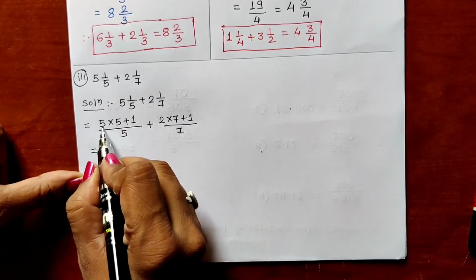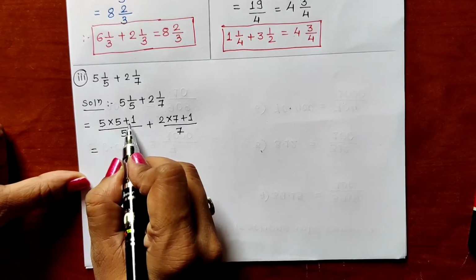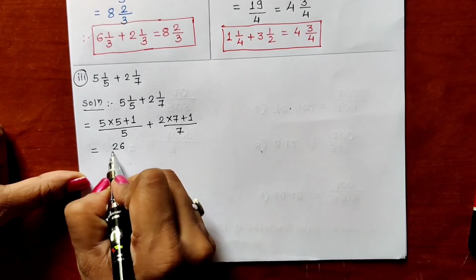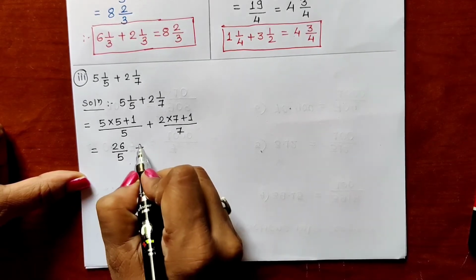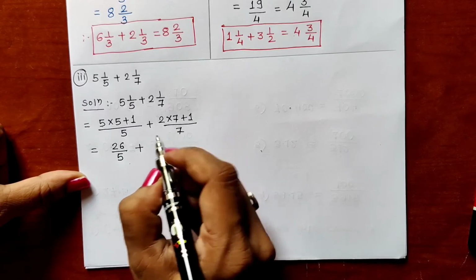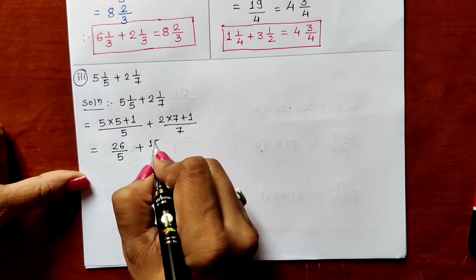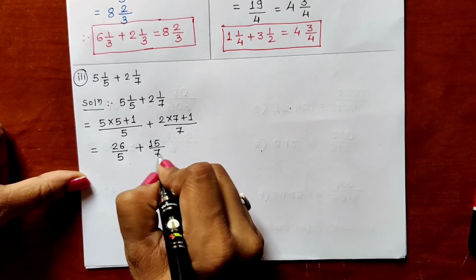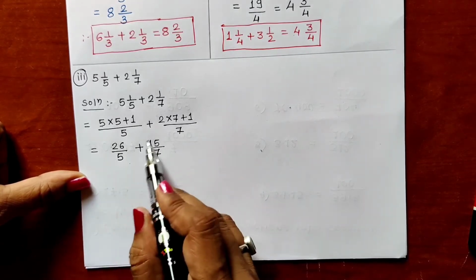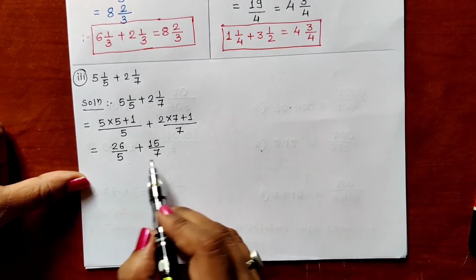Now multiply and add. 5 fives are 25. 25 plus 1 is 26 upon 5 as it is. 2 sevens are 14. 14 plus 1 is 15 upon 7 as it is. Now we have got these two improper fractions. We will have to add them.